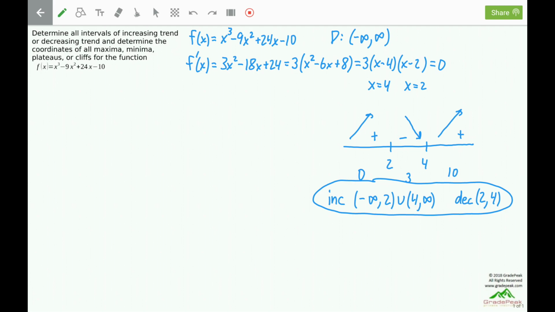The trend changed at the critical number of 2 and again at the critical number of 4. At the critical number of 2, it changed from increasing to decreasing. That means the critical number of 2 will be a relative maximum. And we can find a corresponding y-coordinate by plugging the x value into the original function.